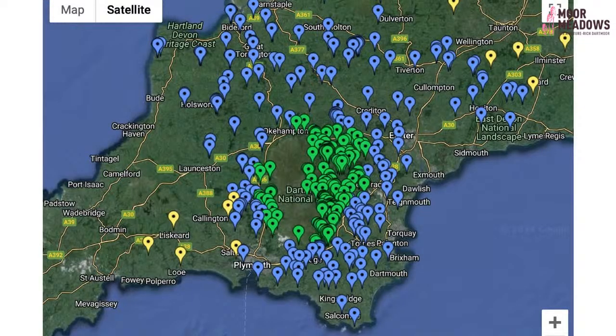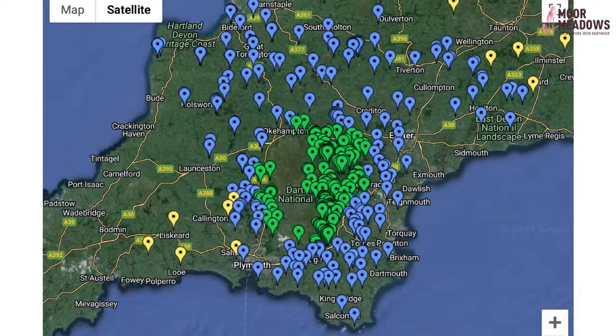Now, you may well know More Meadows, but I've been involved in More Meadows for a few years now, and I have to say it is an absolutely extraordinary organisation. If you haven't looked at the More Meadows website, please do, because it is an absolute wealth of information about grassland management, grassland open days.